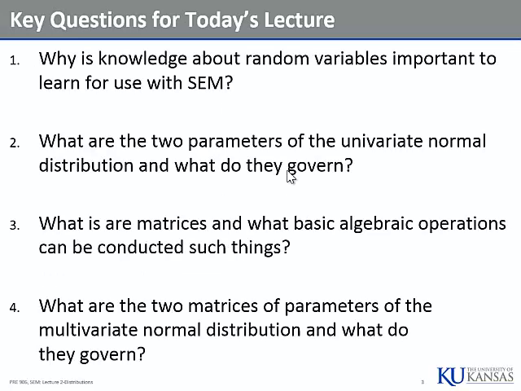So, key questions. We're going to try to do this today. These are some of the questions like we had on the quiz. Why is knowledge about random variables important to learn to use with SEM? We're going to hopefully answer that today. What are the two parameters of the univariate normal distribution? What do they govern? Quiz question. What are matrices and what basic algebraic operations can be conducted with such things? Oh, when's the last time you thought about algebra?